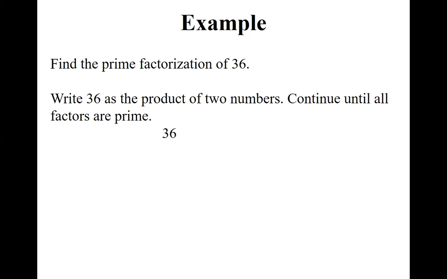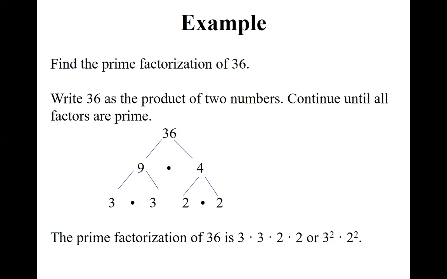36. Let's do it again. We'll start with 36. We'll break it up. One way to do so is 9 times 4. We can break each of those up. 9 is 3 times 3. 4 is 2 times 2. We get 3 times 3 times 2 times 2, or 3 squared times 2 squared, or 2 squared times 3 squared. Order when we multiply doesn't matter.